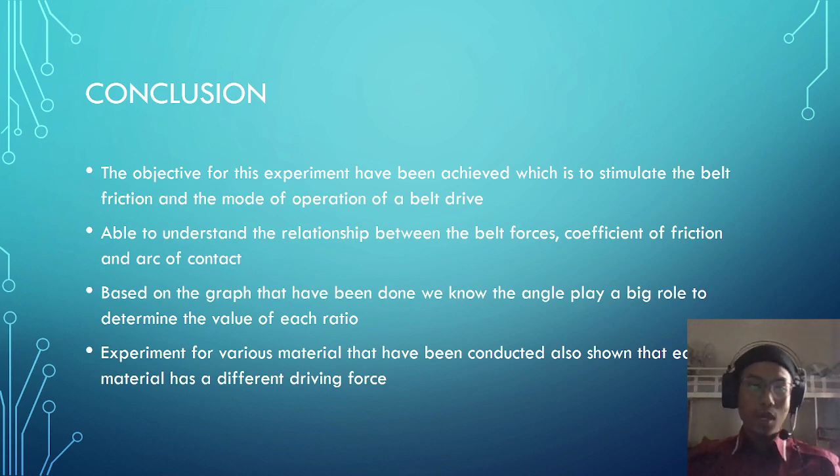We are also able to understand the relationship between the belt force, coefficient of friction, and arc of contact. Based on the graph that has been done, we know that the angle plays a big role in determining the value of each ratio. Finally, the experiment for various materials that has been conducted also shows that each material has a different driving force.